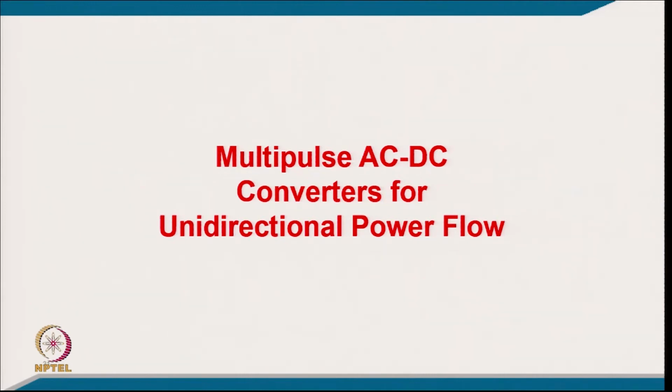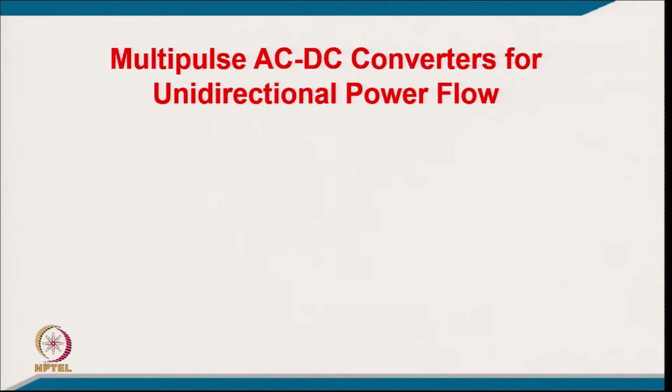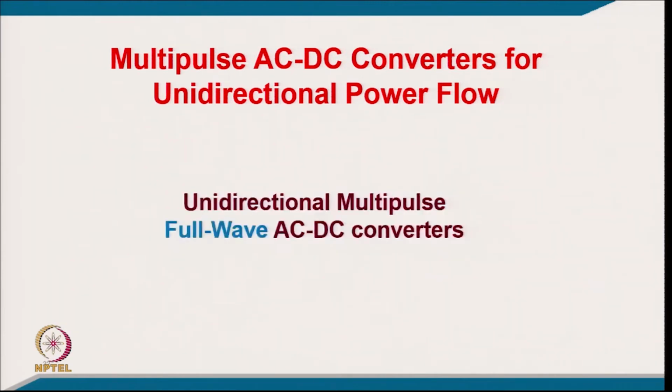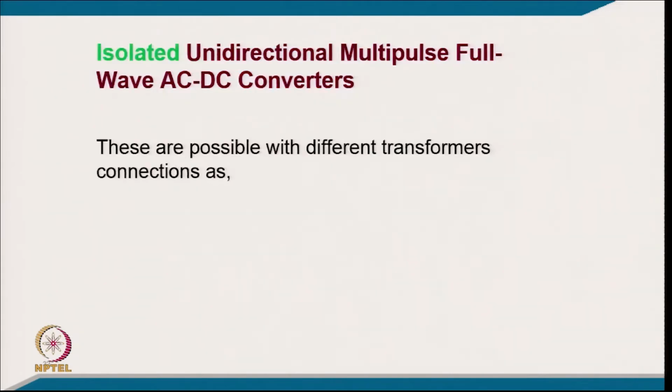Now, coming to the first category of multipulse AC-DC converter for unidirectional power flow, we classified considering unidirectional multipulse full wave AC-DC converter, and in many applications we prefer to have them isolated, unidirectional full wave, because I told you if we want a DC of very low voltage and very high current, the voltage of the order of typically 24 volt or 48 volt, but we want current in kiloampere.